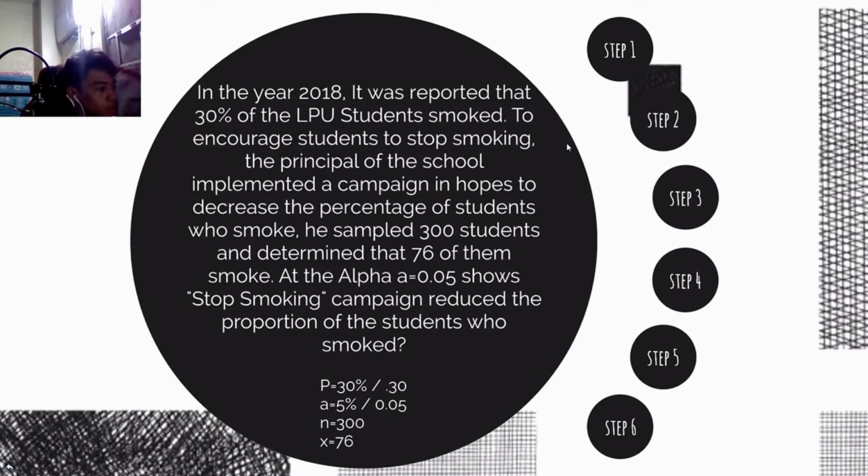In the year 2018, it was reported that 30% of the LPU students smoke. To encourage students to stop smoking, the principal of the school implemented a campaign in hopes to decrease the percentage of the students who smoke. He sampled 300 students and determined that 76 of them smoke. At alpha equals 0.05, show whether the stop smoking campaign reduced the proportion of the students who smoke.